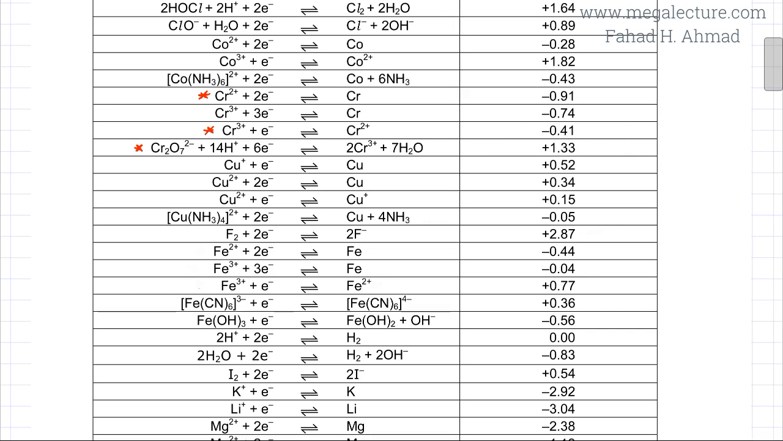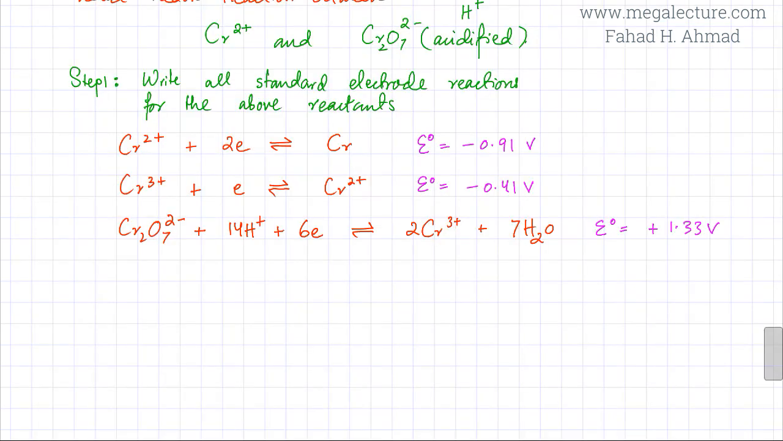So I have marked all the electrode reactions that involved Cr2+ ions or Cr2O7 2- ions or H+ ions. Now I'm going to copy these electrode reactions. So I've copied the 3 electrode reactions that involved Cr2+ ions, dichromate(VI) ions, and H+ acidified ions. So I've copied these 3 electrodes.